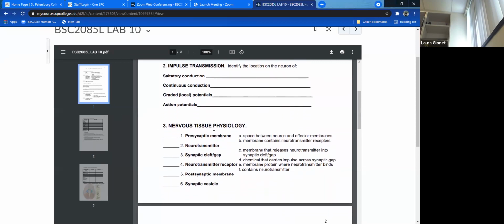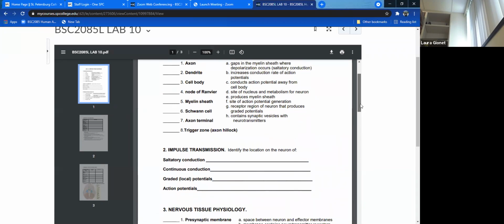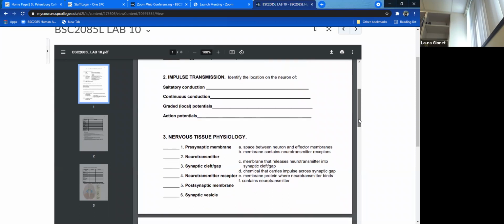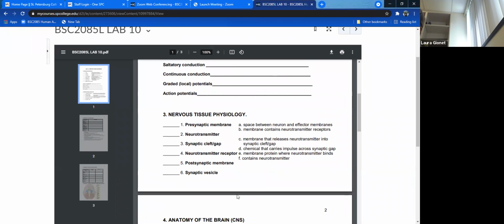Okay, then we get to the nervous tissue physiology. And I might have misspoken before, because when I was first looking at the neurons and neuroglia, I knew one of these was about the events at a synapse, from a presynaptic neuron to a postsynaptic neuron. So I think I misspoke, and I was describing that at the neurons and neuroglia, when in reality, it's here at the nervous tissue. We have our presynaptic membrane, our neurotransmitter, synaptic cleft, neurotransmitter receptor, postsynaptic membrane, and synaptic vesicles.